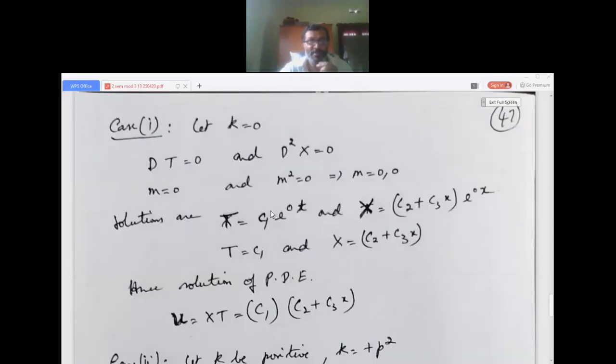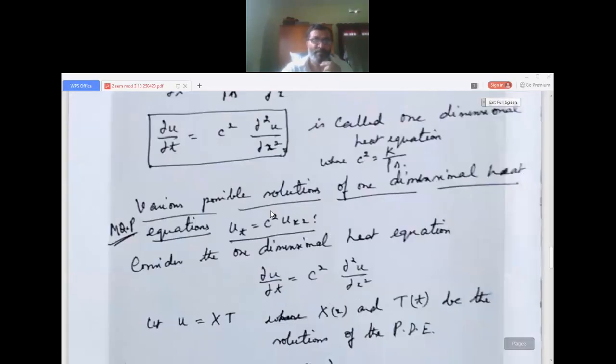Once again, I will quickly take the heat equation. What is the heat equation? Ut equals c squared uxx. I already derived it here. Very, very important question. Sure question in the question paper.